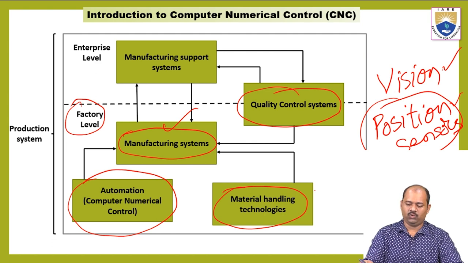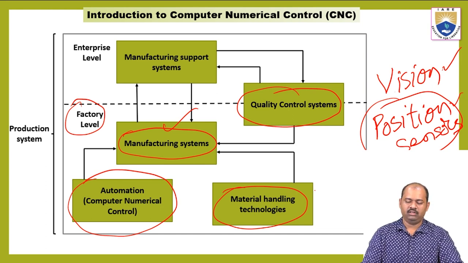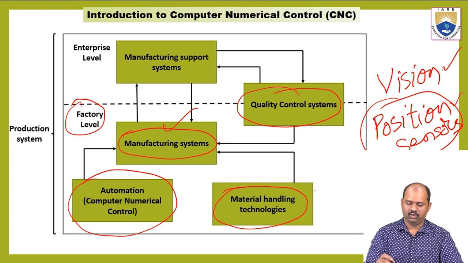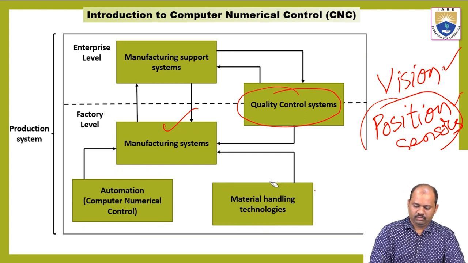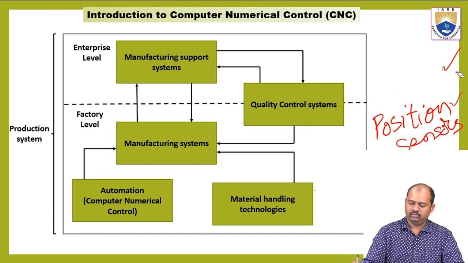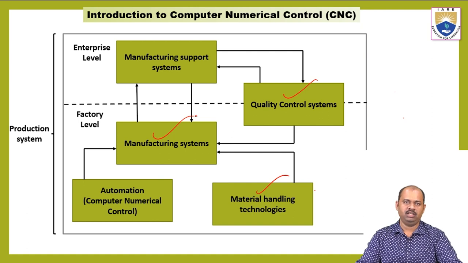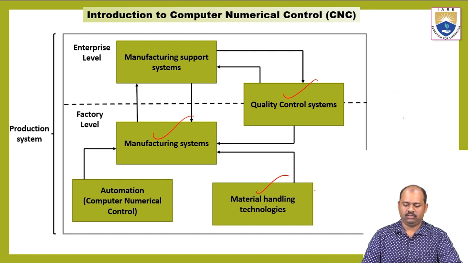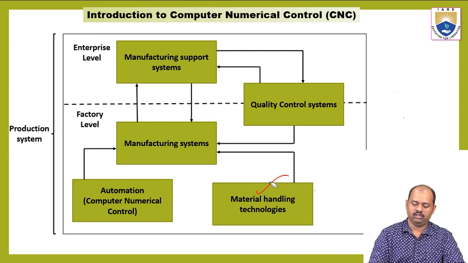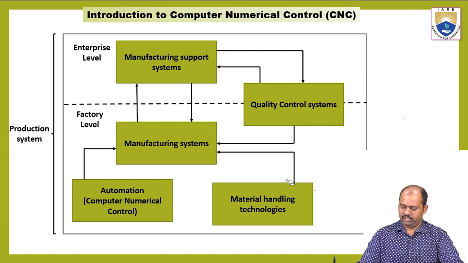And moreover, this quality control system is another subject in mechanical engineering, where the quality of the objects is measured or studied. Okay, so coming to the automation processes, in this diagram we can see all the three systems: quality control, material handling and manufacturing systems. All these three processes can be automated using a computer numerical control or robot. Both the CNC and the robots work in the same manner. And then we'll go to the next slide.